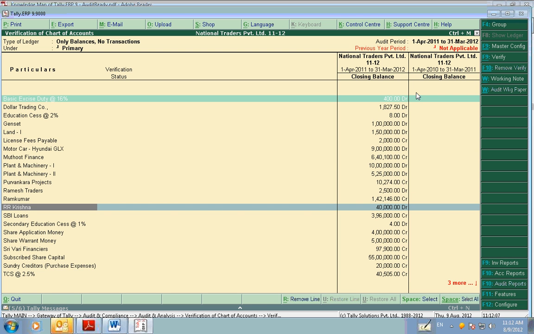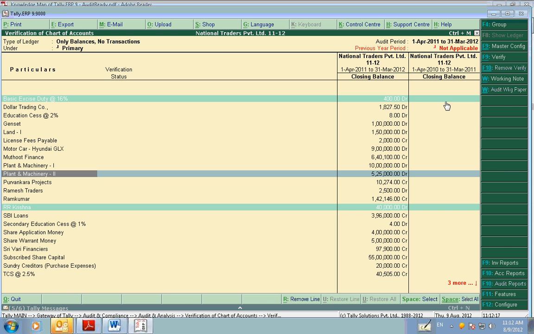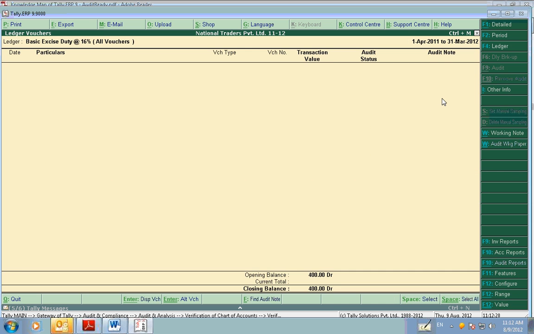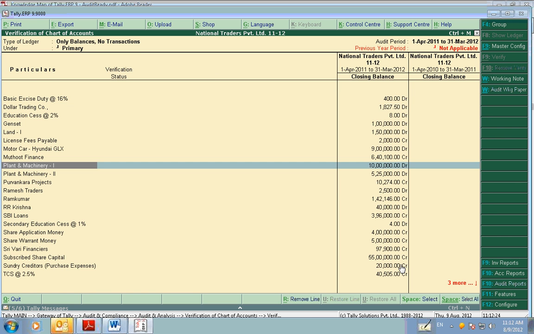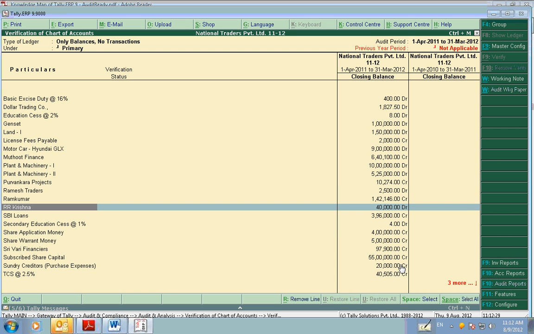So you all can just highlight this option. You can select multiple options also. So just go back. Here if you go to this RR Krishna, please note this is one of the data, National Traders Private Limited, for last financial year 11 and 12 for which we are doing the audit, right? So before that, what precautions can we take and see using this particular audit and compliance tool.